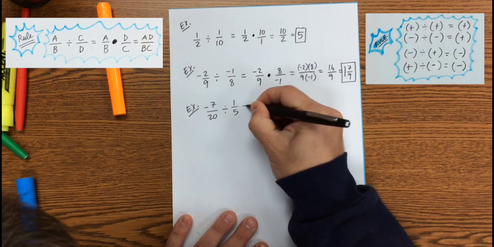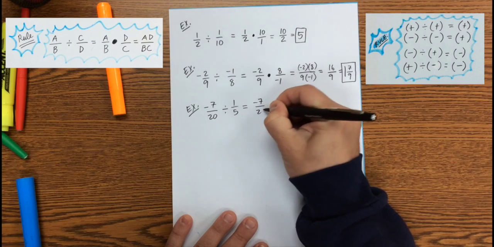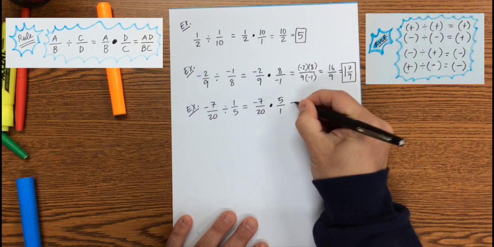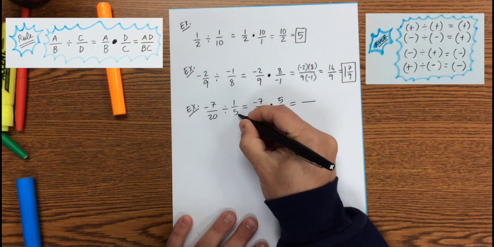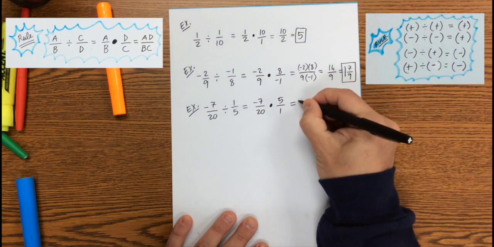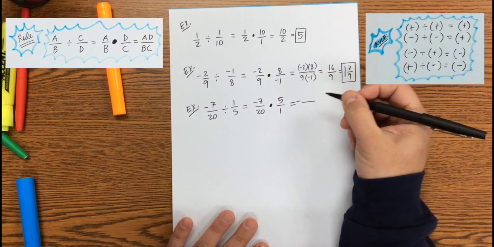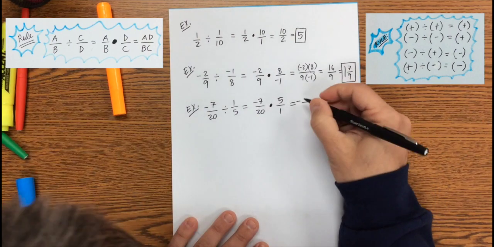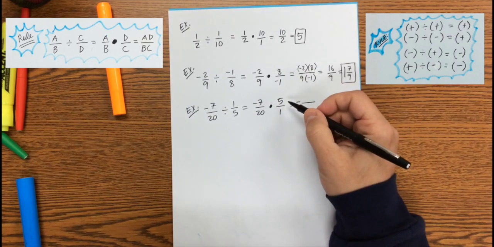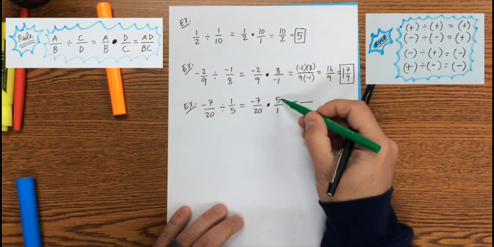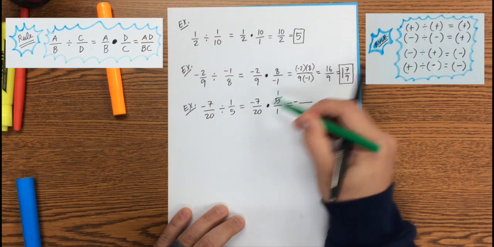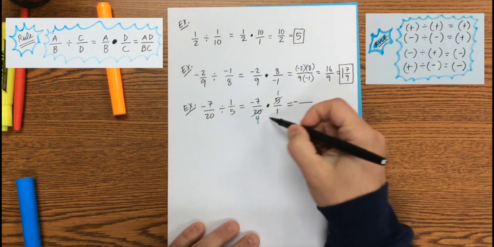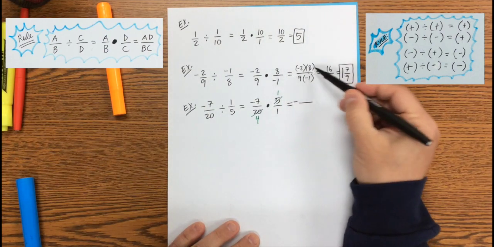1/5. Again, taking the reciprocal of the second term and turning this into a multiplication problem. And again, a negative divided by a positive is going to be negative. So we know that our answer is going to be negative. And what do you get here? Well, let's take a little side note. Remember, you can cross simplify. So we know that 5 goes into 5 once and 5 goes into 20 4 times. Now again, if you're not comfortable doing this, you can always multiply it out just like we did here.